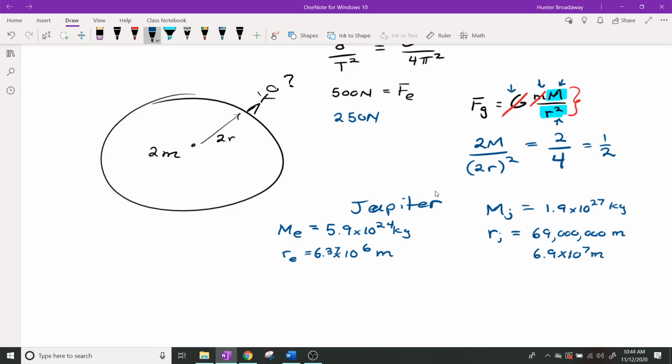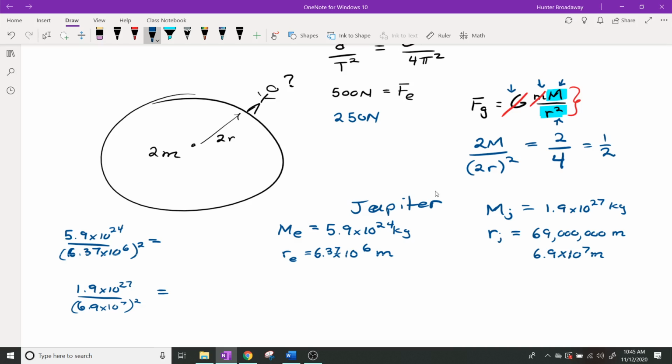So we can use these to form ratios. If I look at the Earth, 5.9 times 10 to the 24th divided by 6.37 times 10 to the 6th squared, that's going to give me a number. And the other one for Jupiter is 1.9 times 10 to the 27th divided by 6.9 times 10 to the 7th squared. These two numbers give you a relation of how much gravity is compared to the Earth.